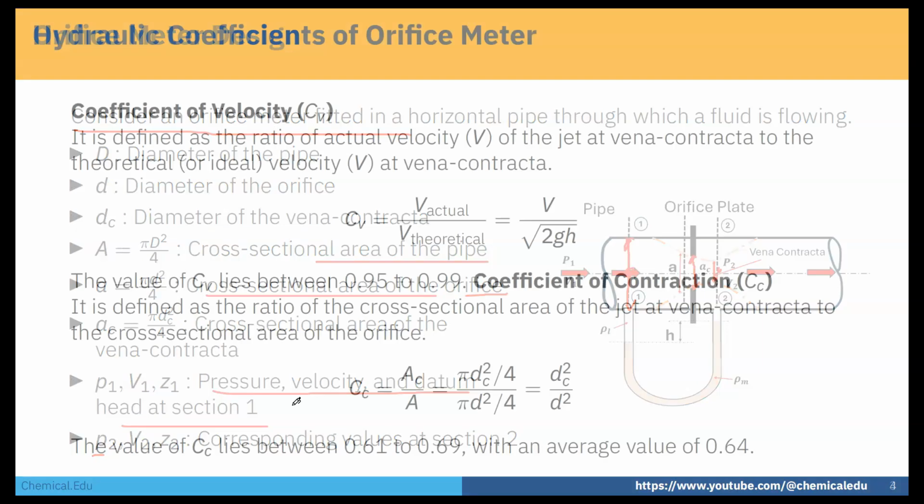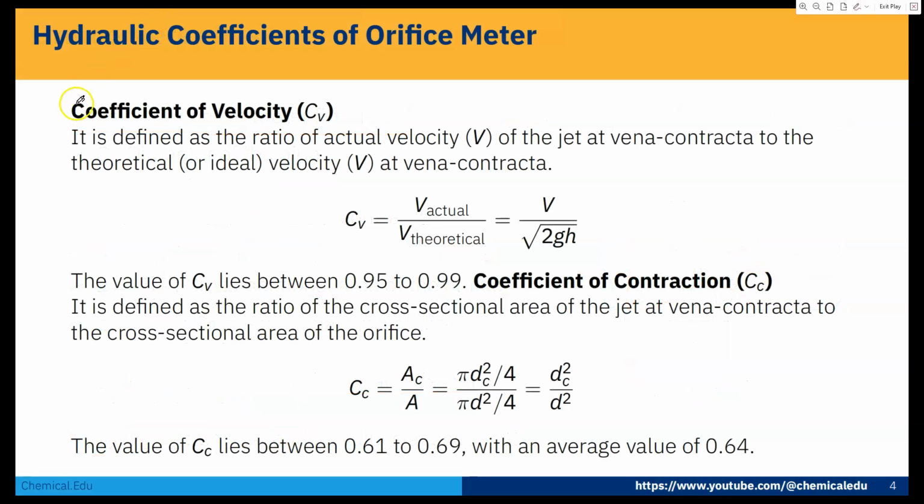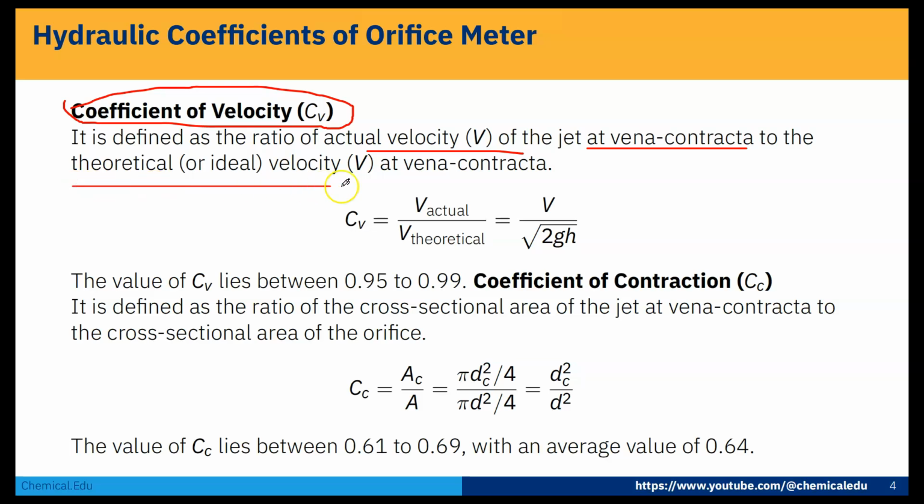Now first, some hydraulic coefficients of the orifice meter. Remember the coefficient of velocity: Cv is the ratio of the actual velocity of the jet at the vena contracta to the theoretical velocity, so V actual by V theoretical. Remember this only, later we will talk about that. Cv actually lies between 0.95 and 0.99.